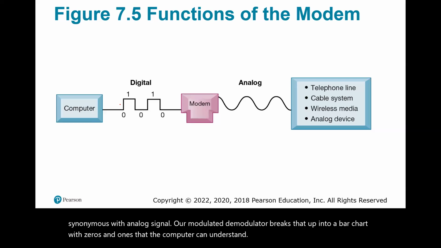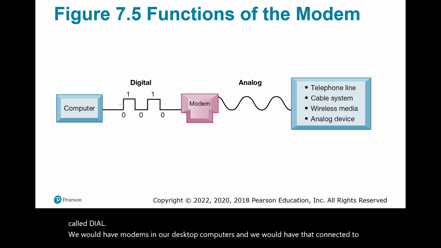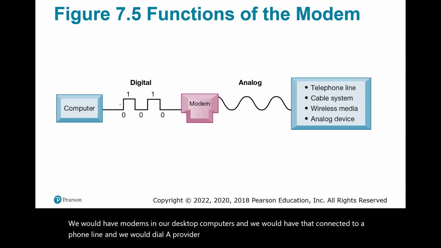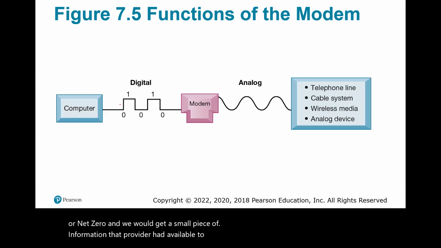When I started my computing life in 1985, 86, we connected to the internet through what's called dial-up. We would have modems in our desktop computers, connected to a phone line, and we would dial a provider like AOL or CompuServe or Dow Jones News Service or Net Zero, and we would get a small piece of information that that provider had available on their own servers.